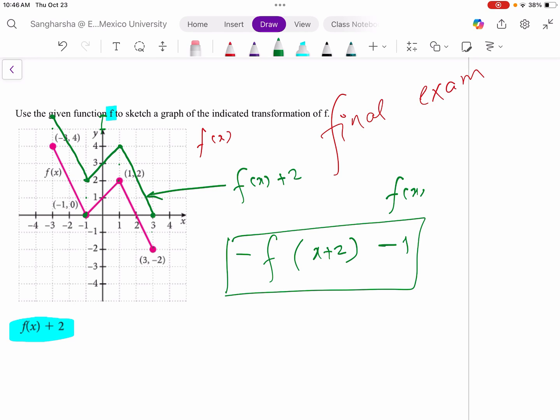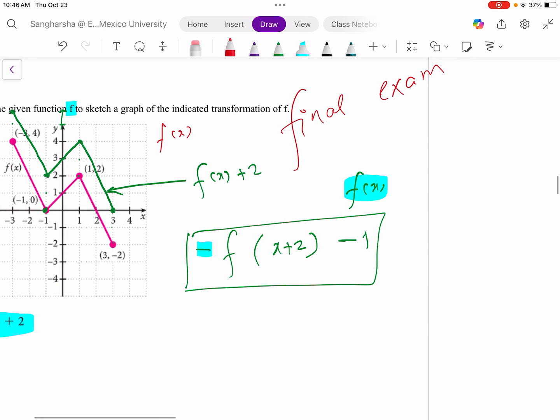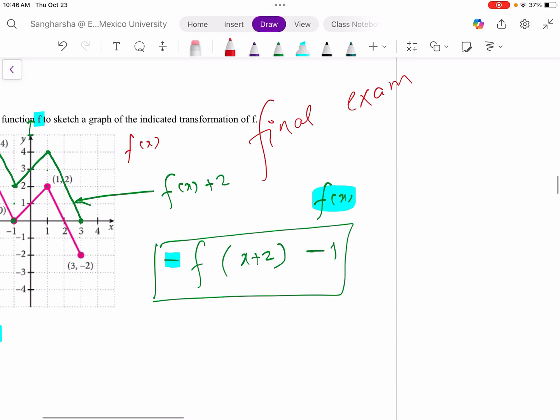So we have a negative here, right? Instead of x, we have x plus 2, and we have a negative. So how do we get the negative? We multiply this function by a negative, right? What does multiplying a function by a negative mean? Are we reflecting across the x-axis or the y-axis? X-axis. Okay, so let's write that down.